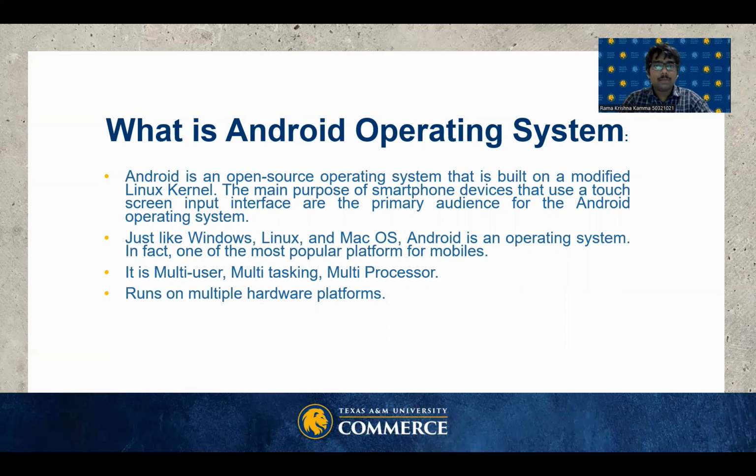The main purpose of a smart device is to use touch screen input, which is the primary audience for the Android operating system, as we are discussing. Just like Windows, Linux and Mac OS, as we discussed in the previous slides, it is one of the most popular operating systems for mobile devices. It is multi-user, multitasking and multi-processor. We will talk about the characteristics of the Android operating system in the further slides. It runs on multiple hardware platforms.